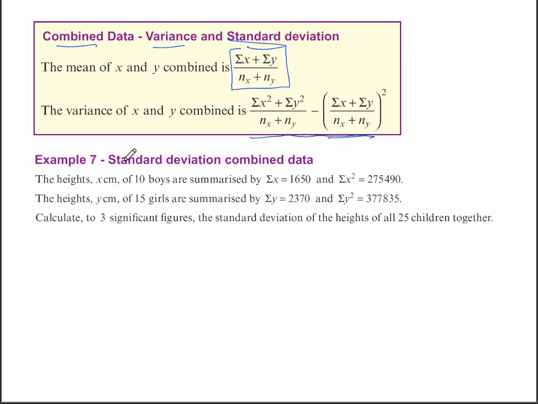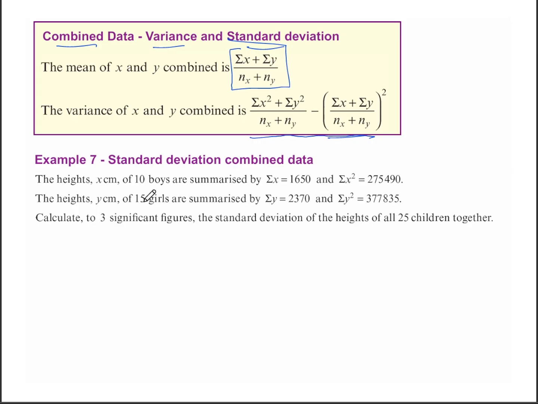Let's look at an example. The heights of 10 boys are summarized by the following. The sum of x is 1650. The sum of x squared is 275490. Similar thing is given for y, where 15 girls are summarized by the following sets of data. Then we are told to find the standard deviation of all the 25 children together.